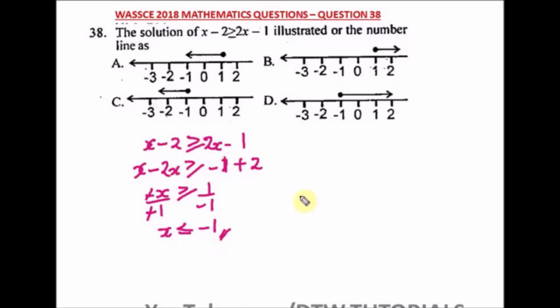And how do we draw the number line here? So we have something like this. Let's say we have 0 here, we have 1 here, we have minus 1, we have minus 2. So from here, definitely our answer is negative 1. So we draw out a line here. Since this is less than or equal to x, this would be a dot here. Then it would go this way, less than or equal to. So our right option here is option C.